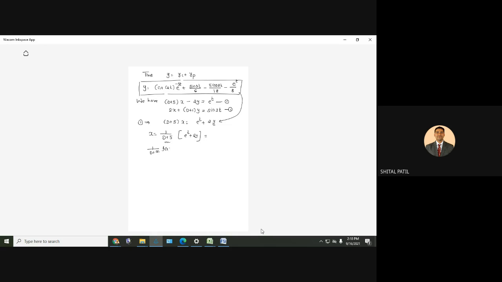Hope you remember. Do you remember this formula? e raised to minus mx, integral of e raised to plus mx into f of x. Do you remember? So we have to integrate here. So it will be like this: e raised to minus 5t into the integral of e raised to 5t into e raised to t plus 2y. And this is very difficult.